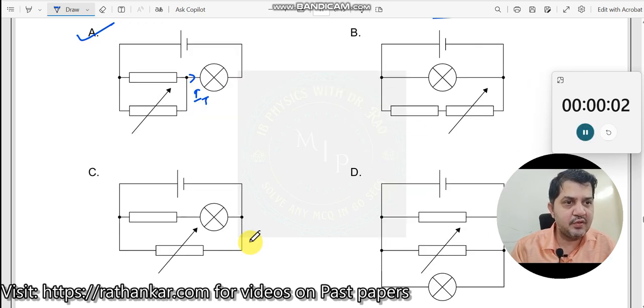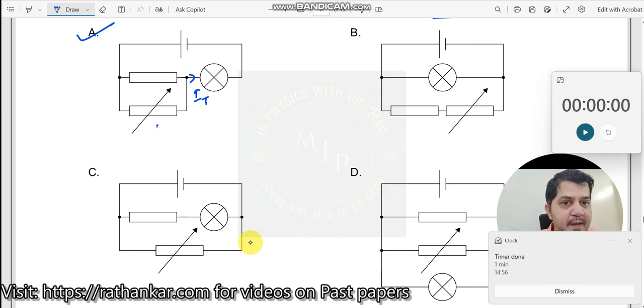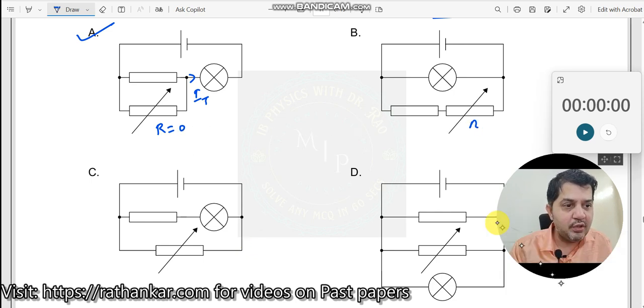But of course, this option could be incorrect if I make this R to be 0. If I make this R to be 0 in any one of these circuits, definitely all of them will show you random answers, random variables. So thus you can see the current here will change in everything over here. But anyway, if I consider smaller changes, definitely A could be the right option.